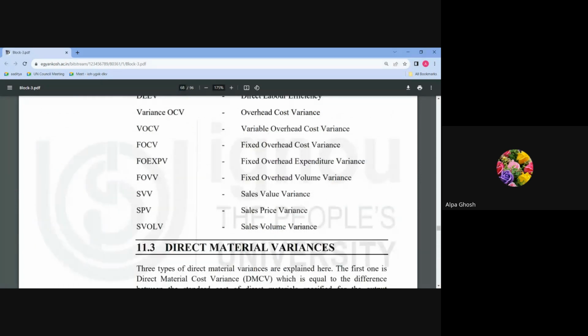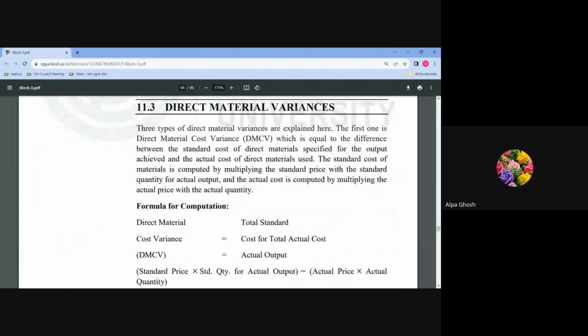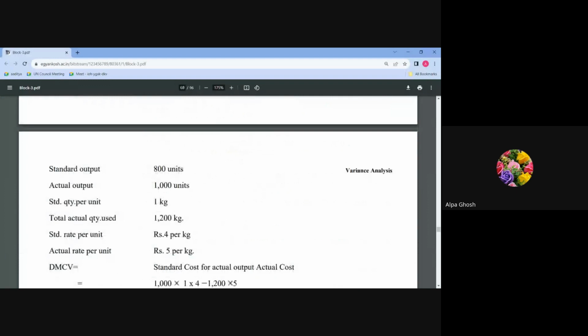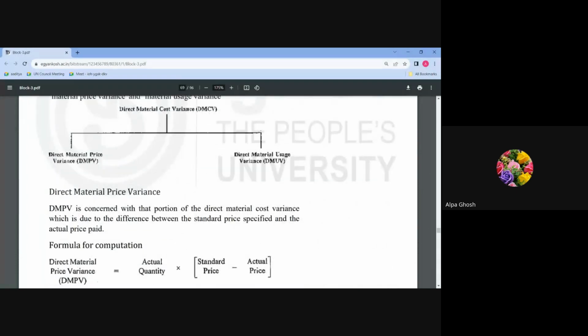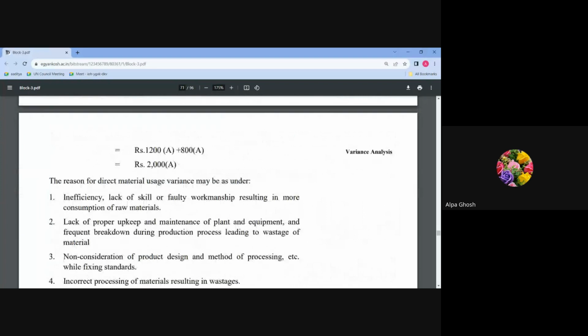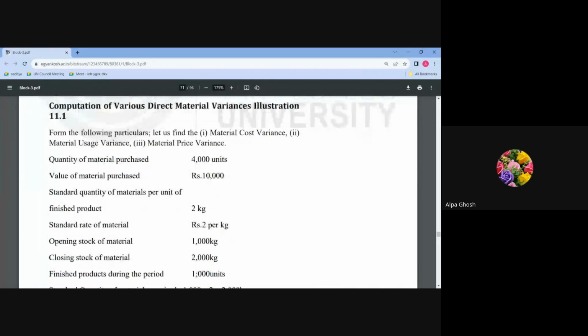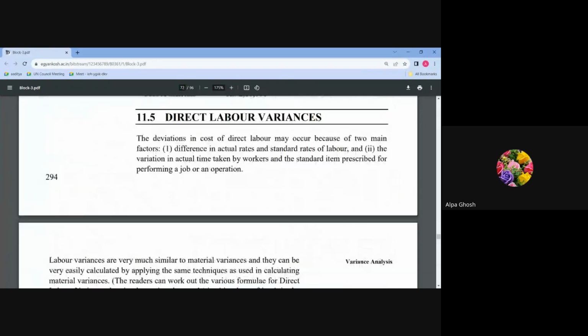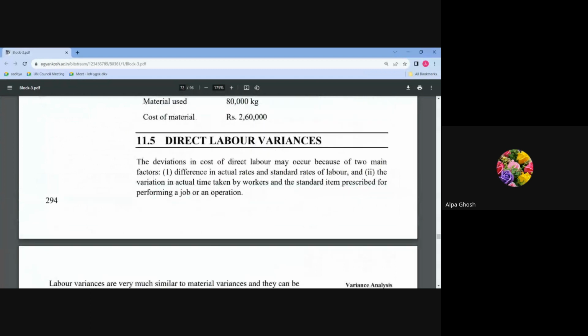In the same way, next part, that is sales variance. I'm coming to it. These are all computations.